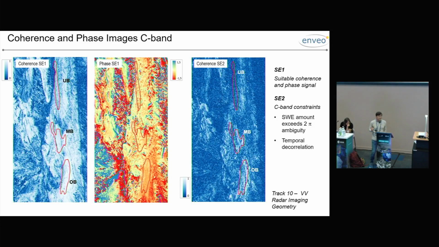This is still in SAR geometry. All the analysis that I show here was done in single look complex geometry. We see here the coherence for snow event 1, which is the small snowfall of up to about 10 centimeters. You see in the red the 3 different areas at the 3 different elevations, but in this part we have more or less the same snow accumulation. We have the associated phase next to it, so we are easily within one phase cycle.